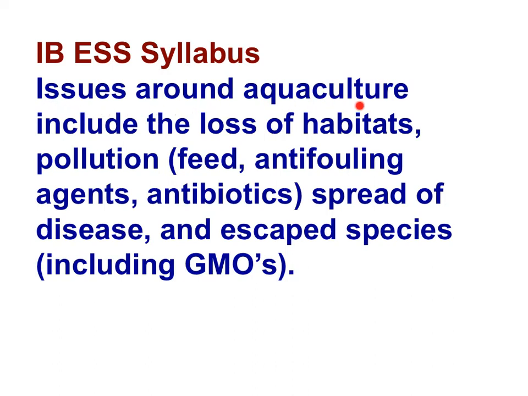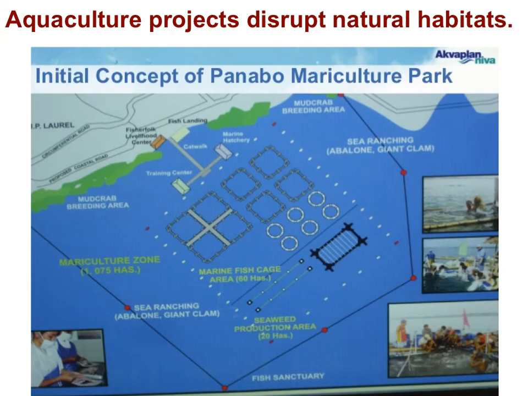Issues around aquaculture include the loss of habitats, pollution, including feed, anti-fouling agents, antibiotics, the spread of disease, and escaped species, and that includes genetically modified species. You can see in this image the extent to which a natural marine area just offshore has been converted to an aquaculture farm. Aquaculture projects disrupt natural habitats.